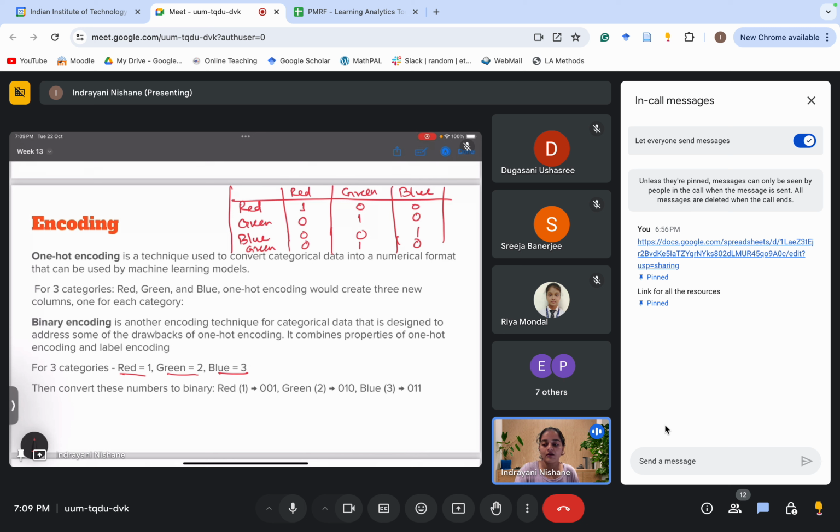To overcome that drawback, we come up with binary encoding, because in binary encoding we need just one column to store this information. The value we store for red is 001. For green, the value we store is 010. For blue, the value we store is 011. That is how we overcome the drawback of one hot encoding using binary encoding.